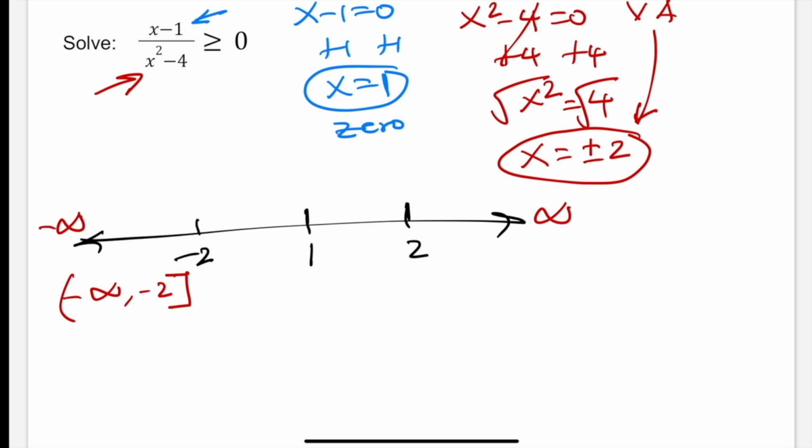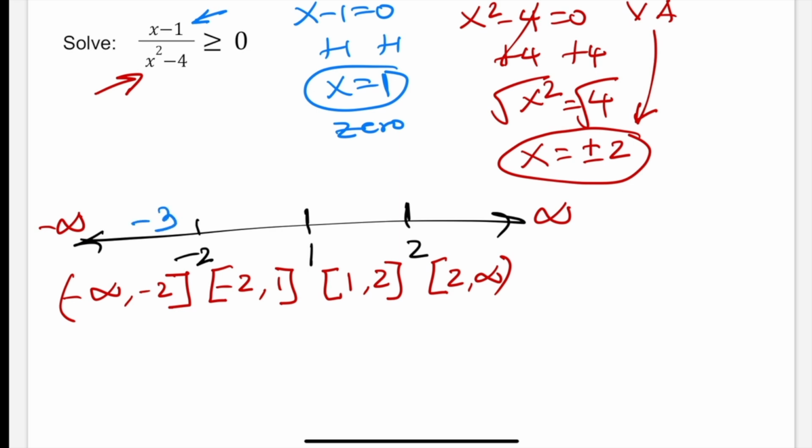Infinity always has a parenthesis. My next interval is negative 2 to positive 1, bracket. The next one is 1 to 2, bracket. The next one is 2 to positive infinity, parenthesis. I'm going to choose values on those intervals. Less than negative 2, something is going to be negative 3. Between negative 2 and 1, I can just choose 0, that's the easiest one. Between 1 and 2, I have to choose something in between, 1.5, and something greater than 2 is going to be 3.